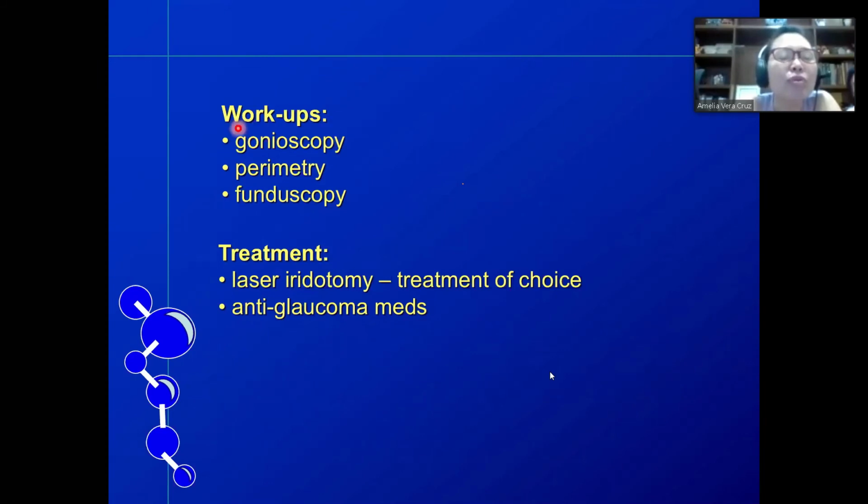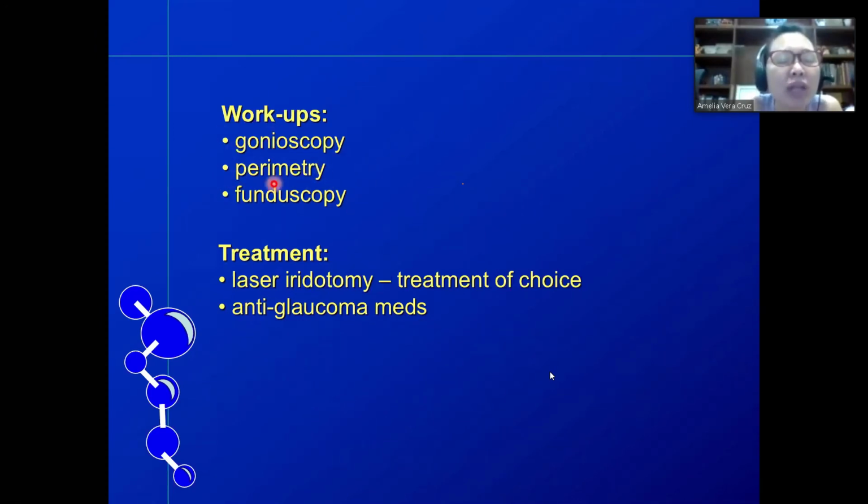Workups. Of course, you have to do gonioscopy to know the extent of the closure of the anterior chamber. Of course, you have to do perimetry to see the damage. Lahat ng glaucoma, ganito ha, gonioscopy, perimetry. Of course, una muna is fundoscopy, kasi how will you suspect if the patient has glaucoma kung hindi ka muna mag-fundoscopy? Fundoscopy muna, gonioscopy, then perimetry.